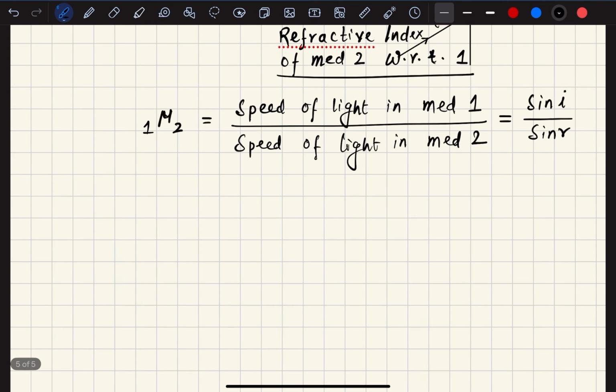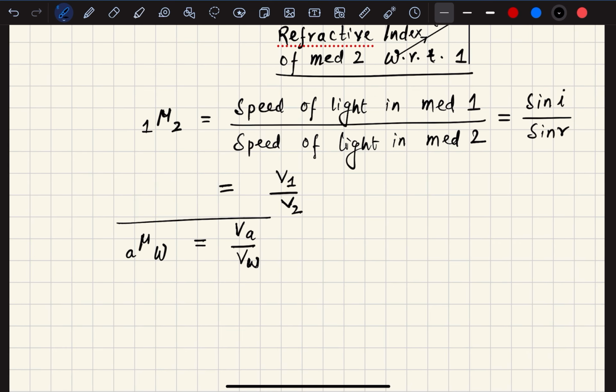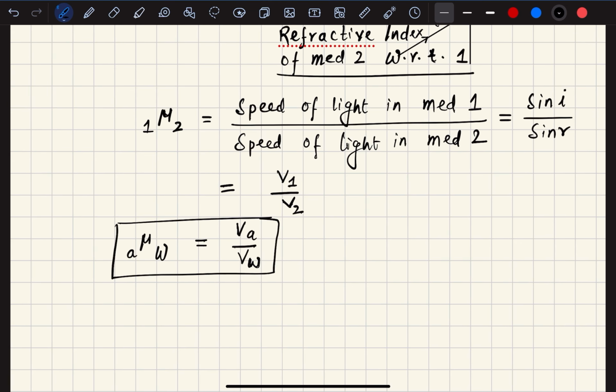Now suppose the velocity over here is v1 and here it is v2, so it can be written as v1 by v2. Now if light is going from air to water, then this formula will be velocity of light in air by velocity of light in water. So generally all the refractive index values have been tabulated with respect to air.